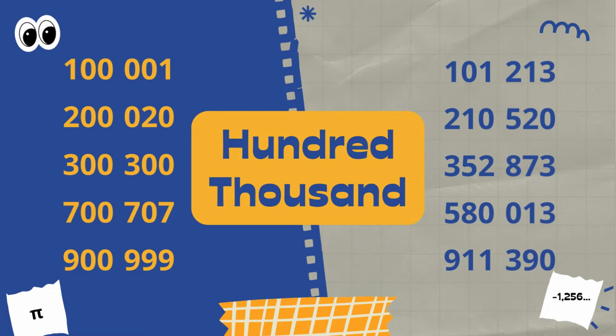On the right, we have a more complex sequence, but it is basically the same. We have 210,000. The next three numbers are read as you normally do. 520. The final number is 210,520. Let's check another example. We have 911,390. You can practice the rest of the numbers in this presentation.